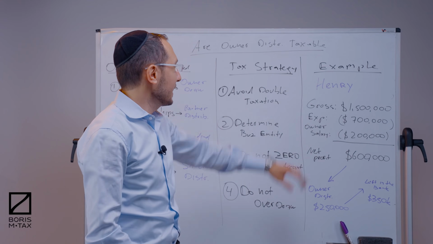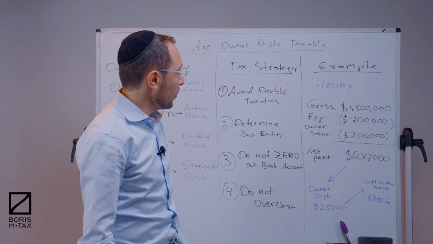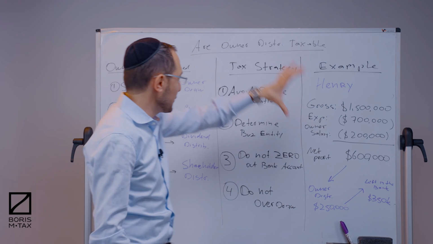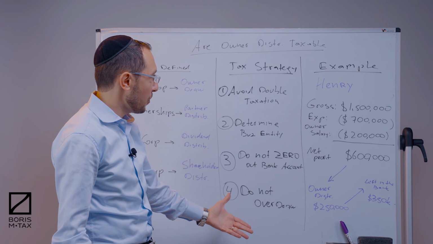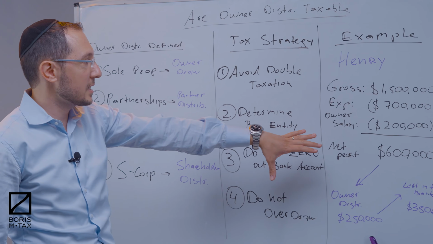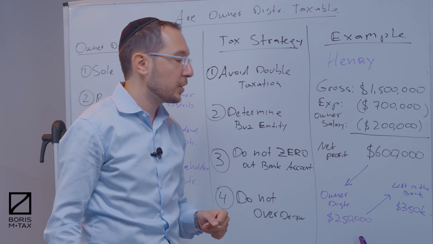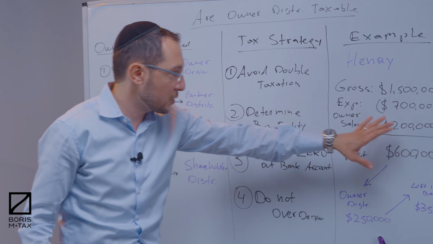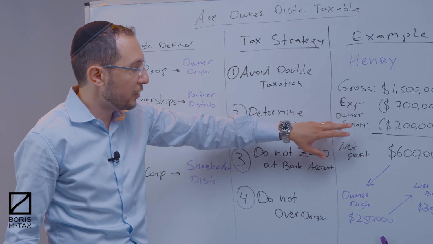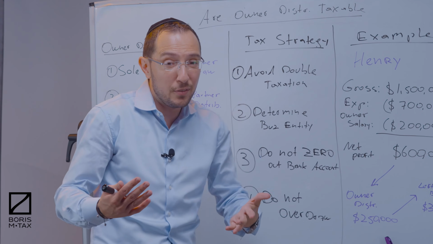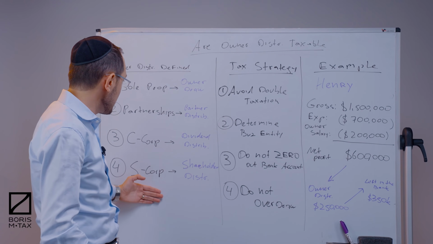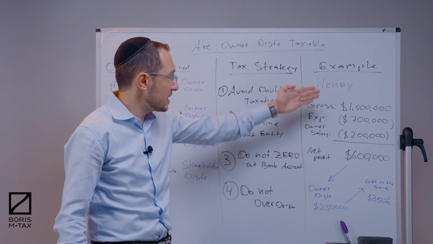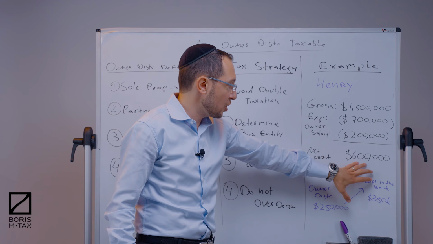All right, welcome back. Let's talk about Henry. I'm going to walk you through this example so that everything we've defined, and the tax strategy that I spoke to you about, is going to be in this example. Now, Henry makes a gross revenue of $1.5 million. His expenses are $700,000, and he also took an owner's salary of $200,000. Now look, if you are an entity such as an S corporation or even a C corporation, you have to pay yourself a salary. So in this case, his net profit is $600,000.